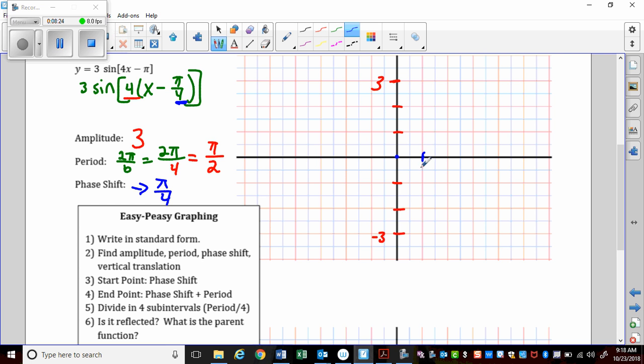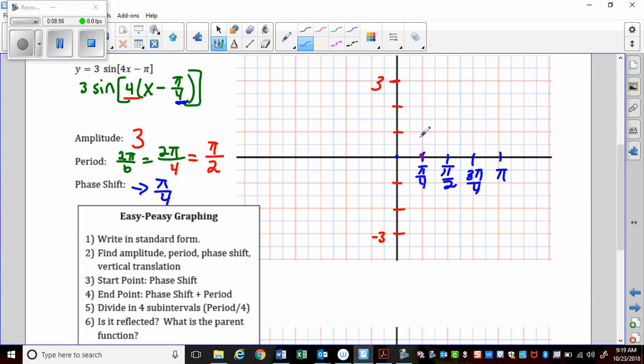it would usually start at the origin, but it's going to be shifted to the right, pi over 4. So let's say this is pi over 4, and then this is pi over 2, and this is 3 pi over 4. 4 pi over 4 is pi. I know that my period is going to be pi over 2, so one full revolution within 0 and pi over 2. So this is what it's going to look like. Instead of starting at the origin, it's actually going to start right here at pi over 4.